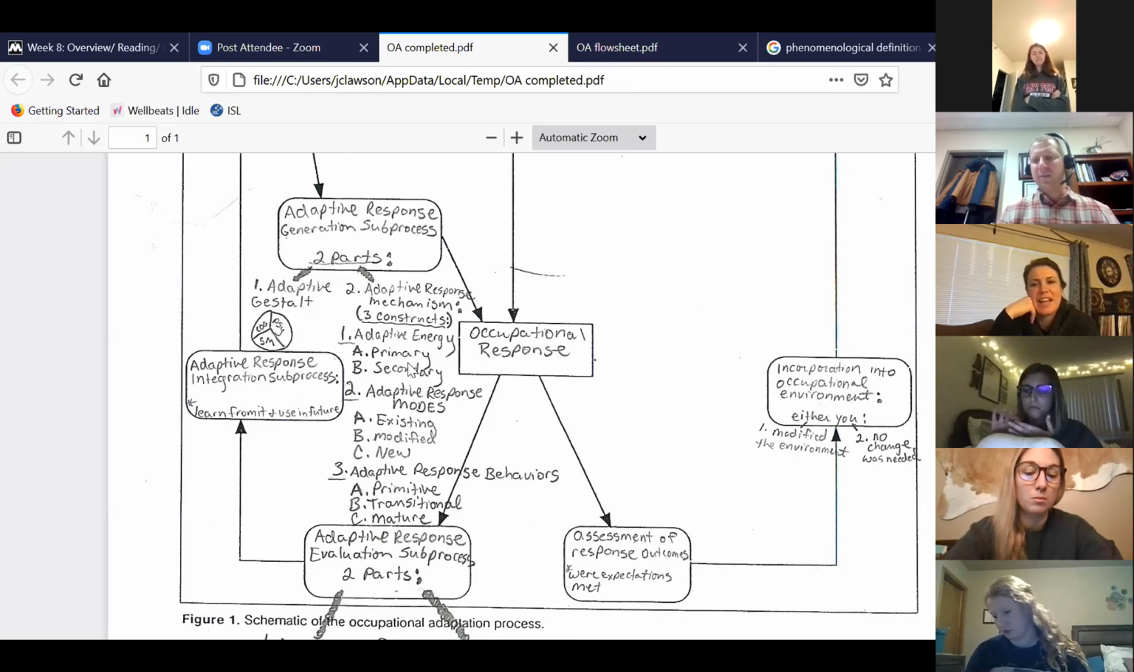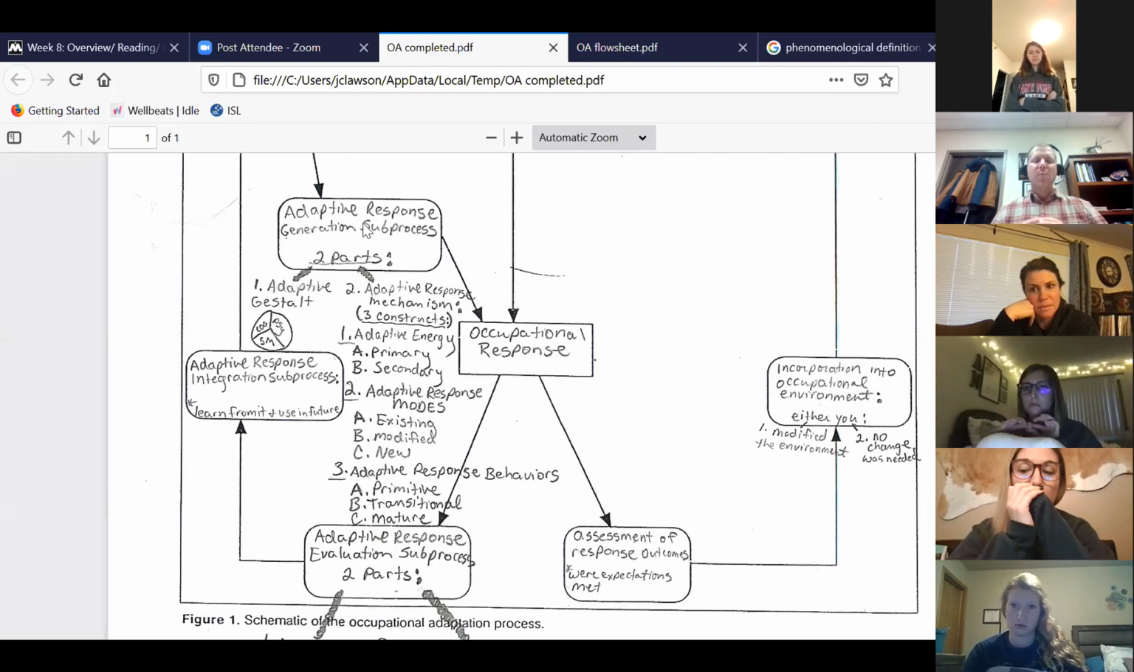So this is really negative, what I'm going to say. But can they also learn helplessness through the process? I think that's what we don't want to do. And I think by using the OA model and by knowing this adaptive response, we want to make sure that we're providing them opportunities to adapt in order to be successful.